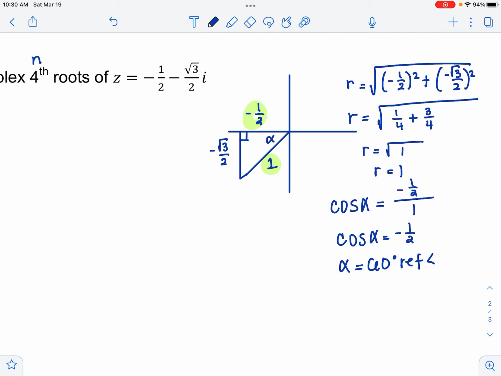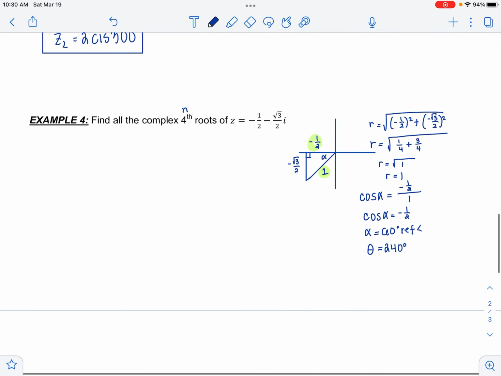But it's not in the first quadrant, so I need to know the 60-degree reference angle in my third quadrant, which is 240 degrees. And if you forgot what it was, you can say, all right, well, I know this is 60. 180 plus 60 is 240. See that? Okay, so now we know theta, we know r, we know n. We can find the four complex fourth roots.